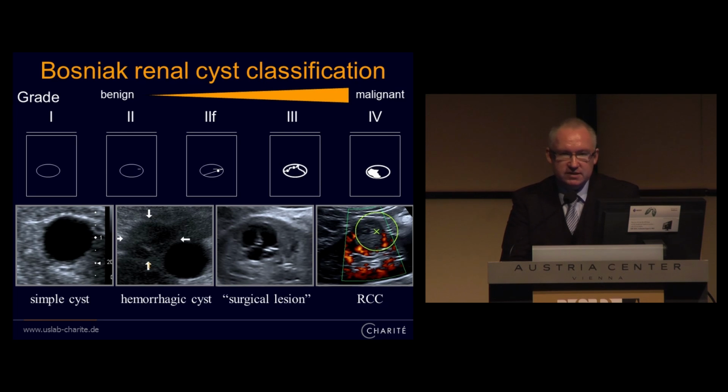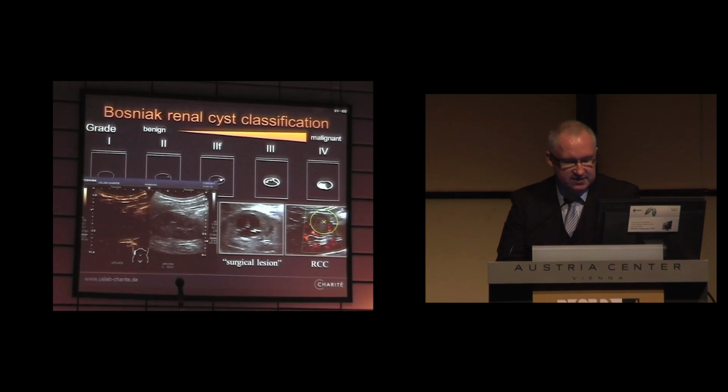We use this technology especially for the Bosniak renal cyst classification. This is an example of a simple cyst, typical hemorrhagic cyst. This is a cyst which is more complicated, this could be a surgical lesion, and last but not least, grade 4, a renal cell carcinoma. This is the same example. I believe Professor Correas will outline this problem more in detail.